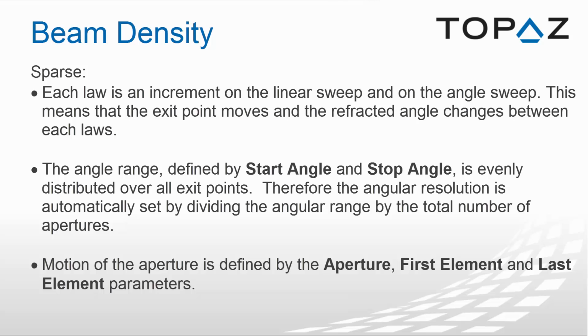Next, we will learn about beam density, sparse. Each law is an increment on the linear sweep and on the angle sweep. This means that the exit point moves and the refracted angle changes between each law. The angle range, defined by start angle and stop angle, is evenly distributed over all exit points. Therefore, the angular resolution is automatically set by dividing the angular range by the total number of apertures. Motion of the aperture is defined by the aperture, first element, and last element parameters.